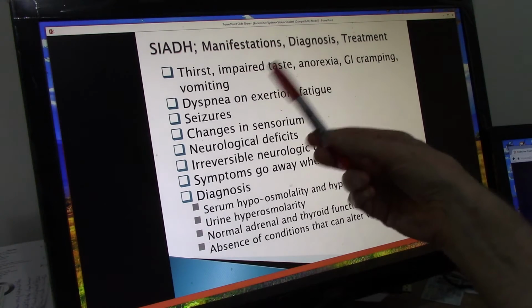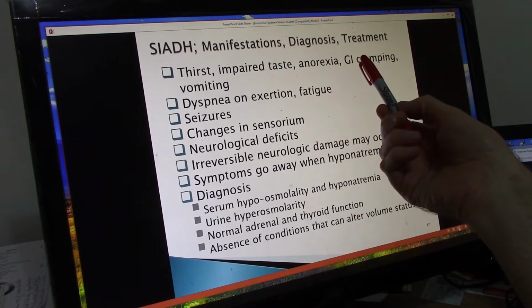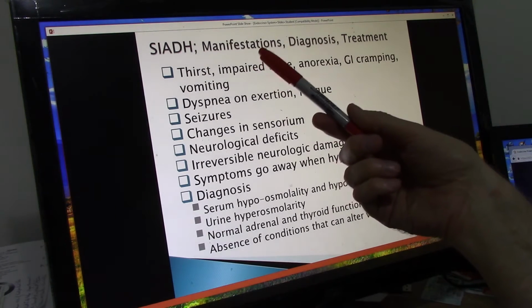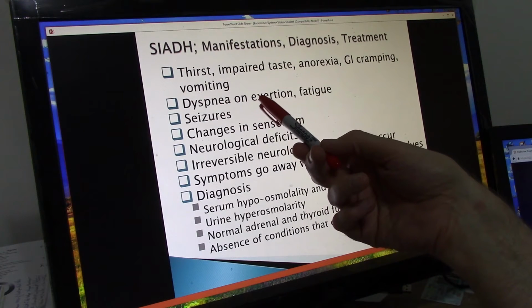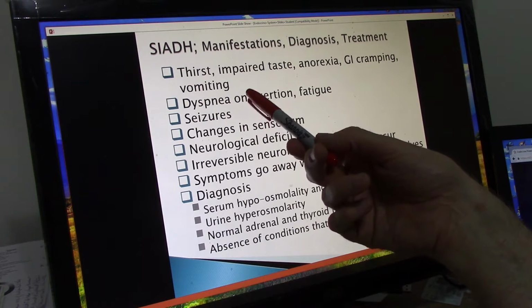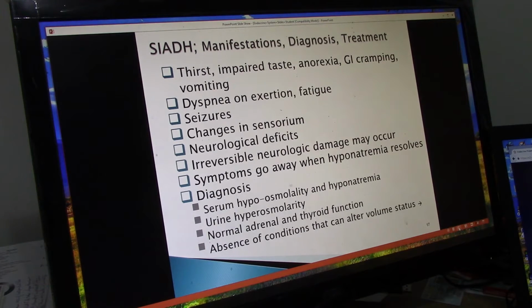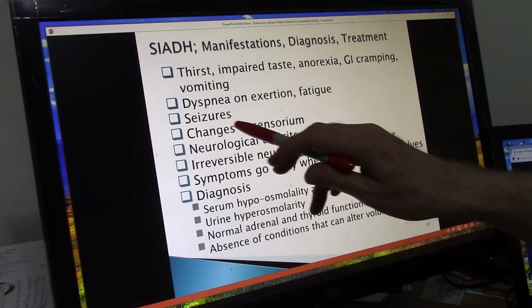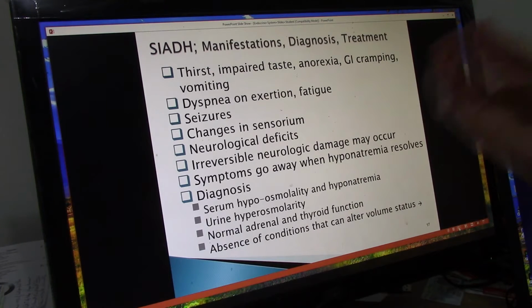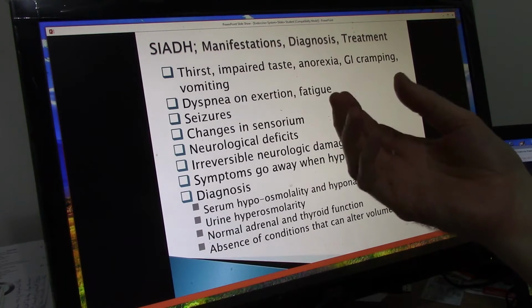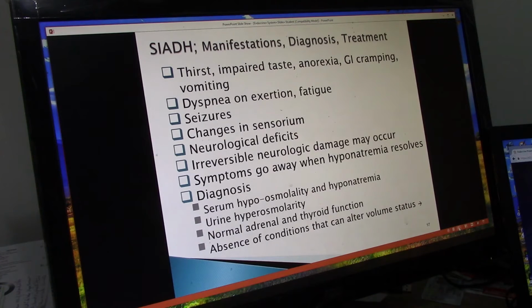And of course, they're taking in so much fluid that they're cramping, vomiting. They will have dyspnea on exertion. That's the trouble breathing, because the fluid can actually accumulate in the pulmonary area. They'll be tired. Seizures, because you need to have a normal level of sodium and normal level of potassium in order to maintain the neural system.